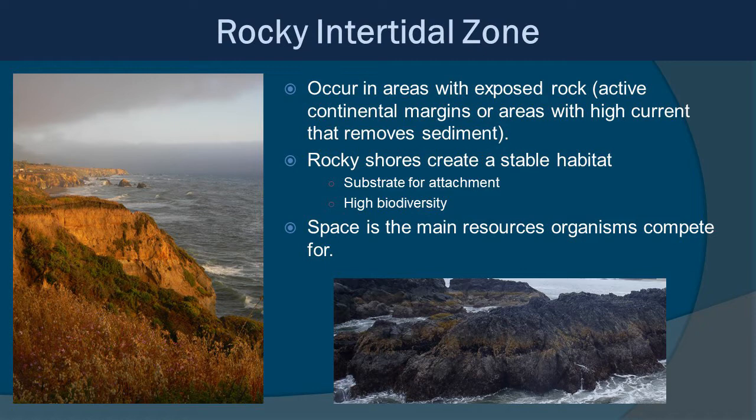Now, rocky intertidal zones are areas with exposed rock. They tend to happen around active continental margins where you have a high current that removes a lot of the sediment, leaving a lot of the rock. Now, rocky shores create stable habitats. It's kind of interesting. You would think it'd be the opposite with wave action, but here's the rub. It's the substrate for attachment. That's really the key thing, and that allows for higher biodiversity.